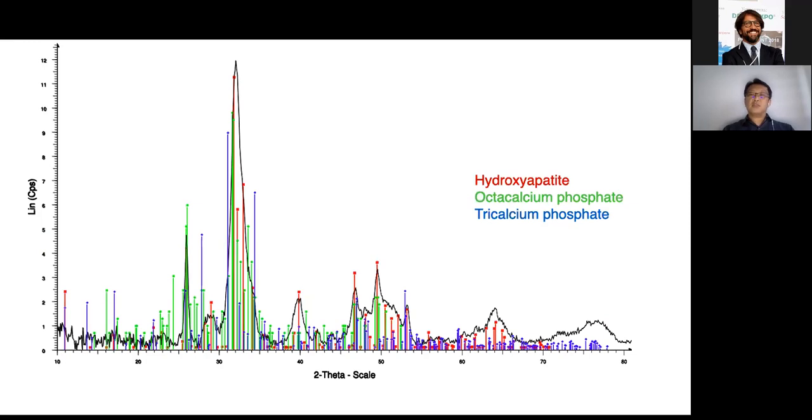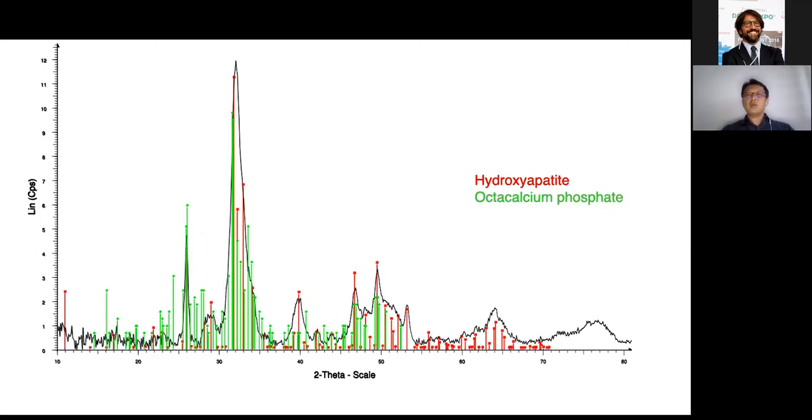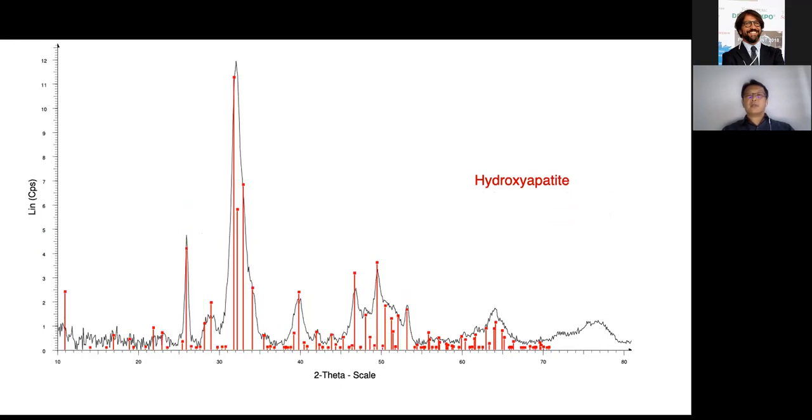If you look carefully at the diffractogram and all the peaks, the main corresponding ones are predominantly hydroxyapatite and octacalcium phosphate, which is exactly the same as human bone. So if I take away the other part, which is the tricalcium phosphate, a very small component, you find that the main ingredients in our tooth are hydroxyapatite and octacalcium phosphate. So this is again hydroxyapatite.